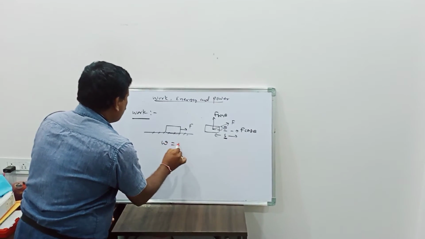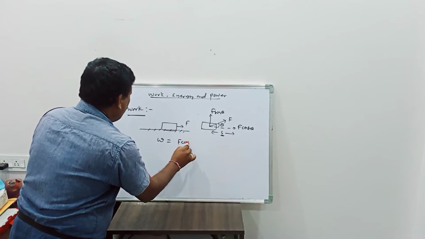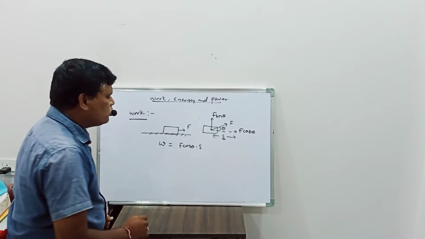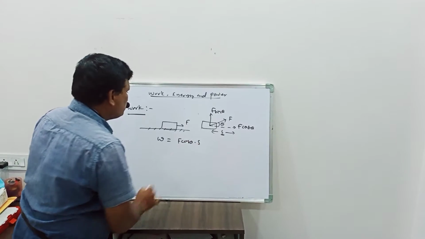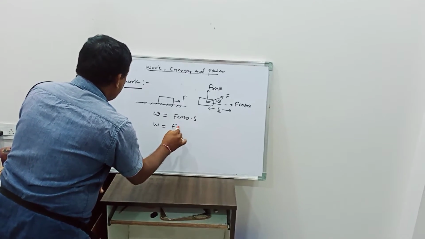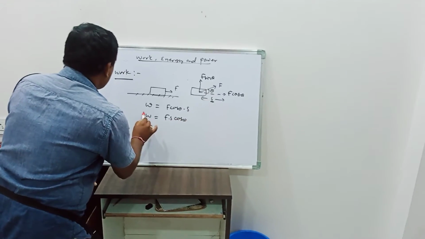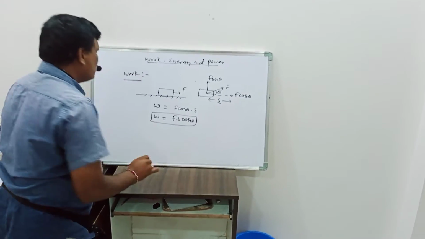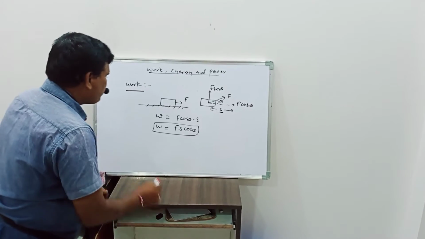So what is the work done? Work done is equal to force component into displacement, or we can also write Fs cos theta. This equation is the work equation.